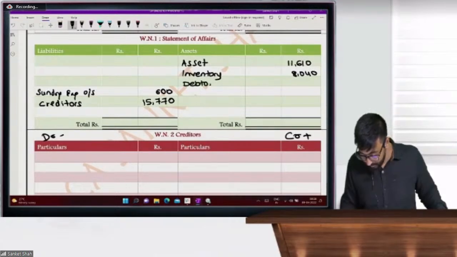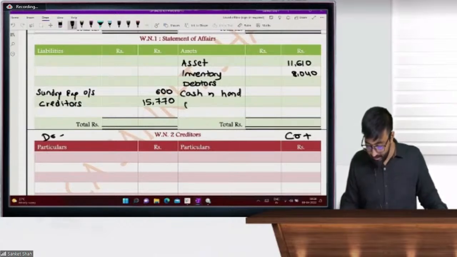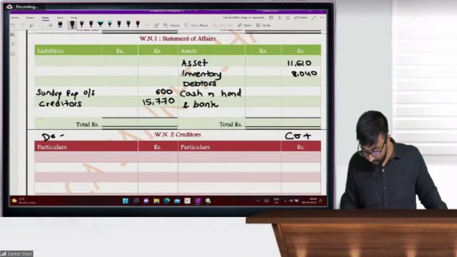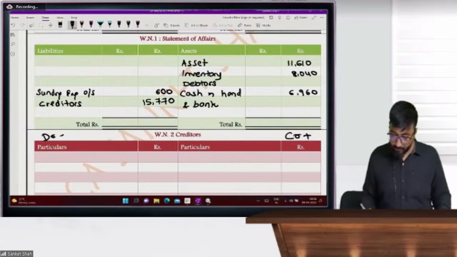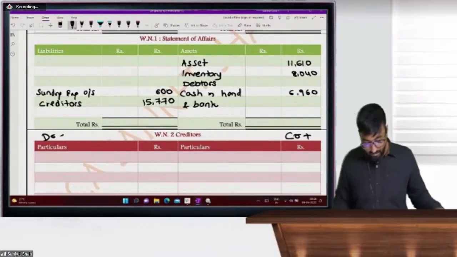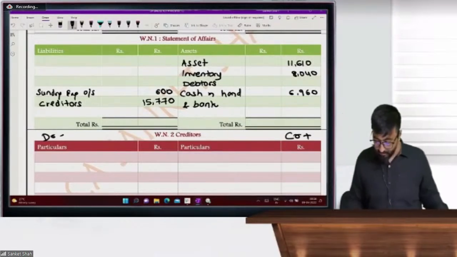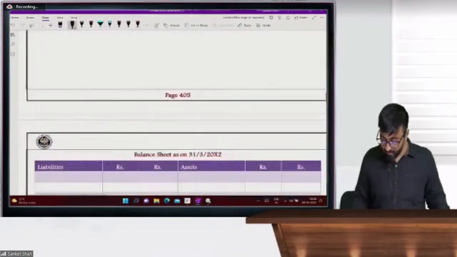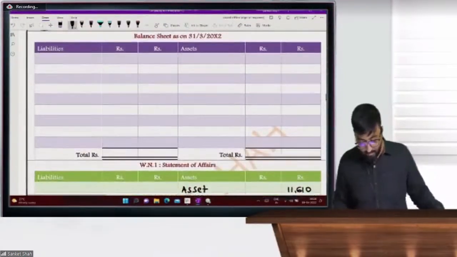डेटर्स. अच्छा कैश इन हैंड, कैश एट बैंक. हाँ कैश इन हैंड एंड बैंक 6960. डेटर्स नहीं दिया, सो वेट. एंड में. Next one, closing balance sheet. Tell me once again.